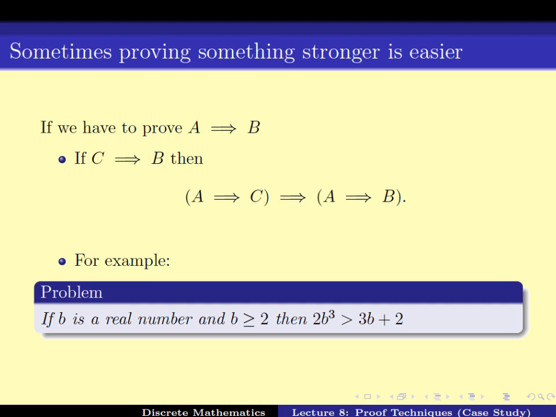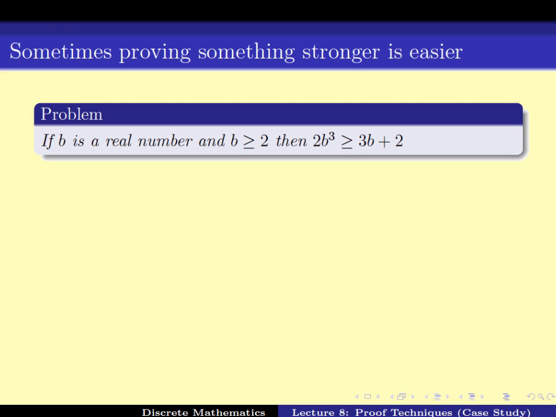So here is an example. It says that if b is a real number and b is greater than or equal to 2, then 2b cube is strictly greater than 3b plus 2. Now how to prove this? Let's see.